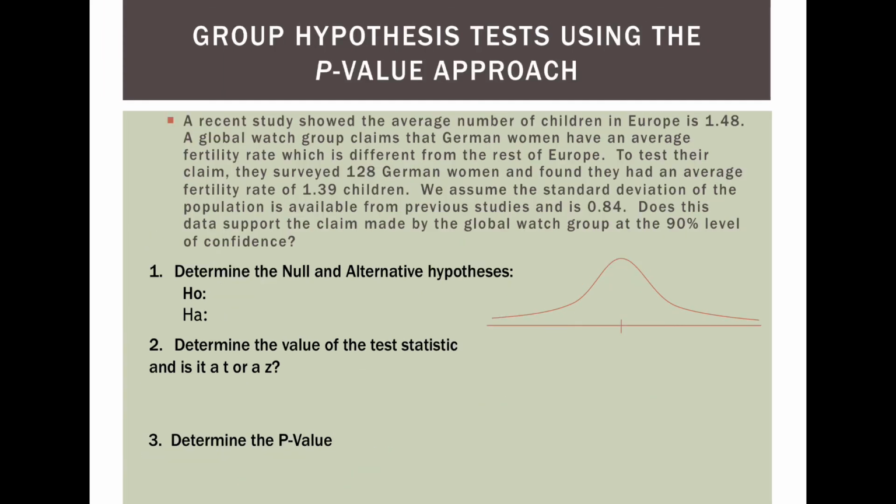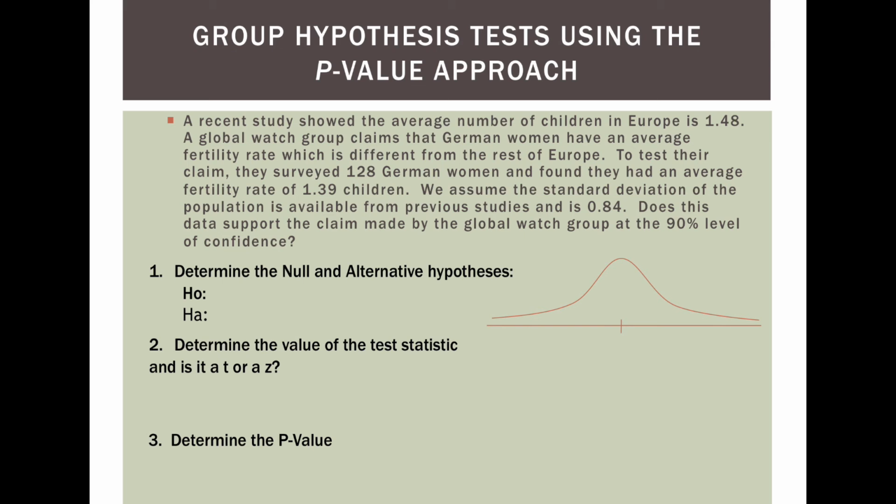We're going to do one more here. A recent study showed that the average number of children in Europe is 1.48. A global watch group claims that German women have an average fertility rate which is different from the rest of Europe. To test their claim, they surveyed 128 German women and found that they have an average fertility rate of 1.38 children. We assume the standard deviation of the population is available from previous studies and is 0.84. Does this data support the claim made by the Global Watch Group at a 90% level of confidence?